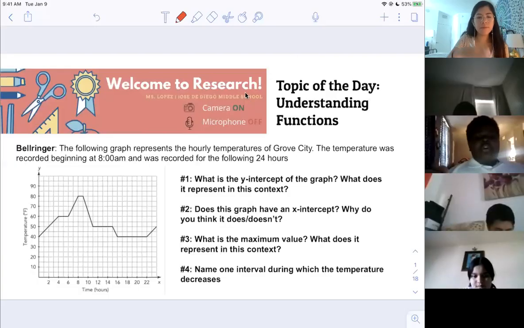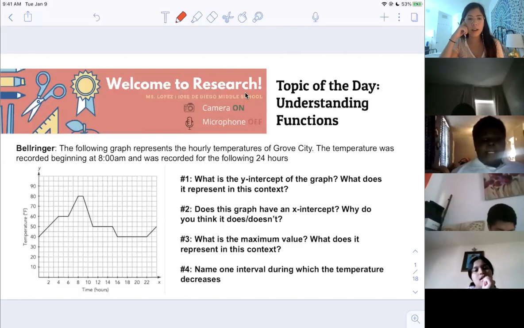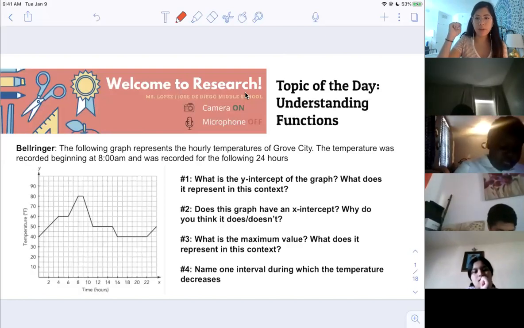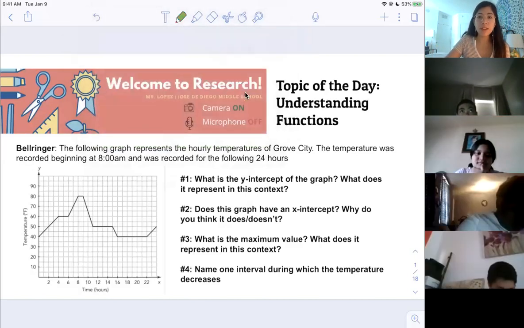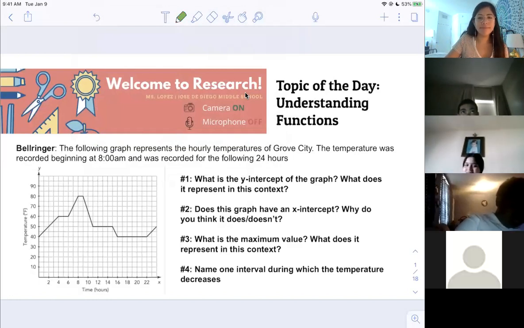a.m. and was recorded for the following 24 hours. Perfect. Okay. So we know that I'm measuring the temperature and I'm measuring that for 24 hours. So what is the y-intercept of this graph? Who can tell me? The temperature. And what's the number? Like, what's the actual value? Degrees. What number? 40. 40, yeah.